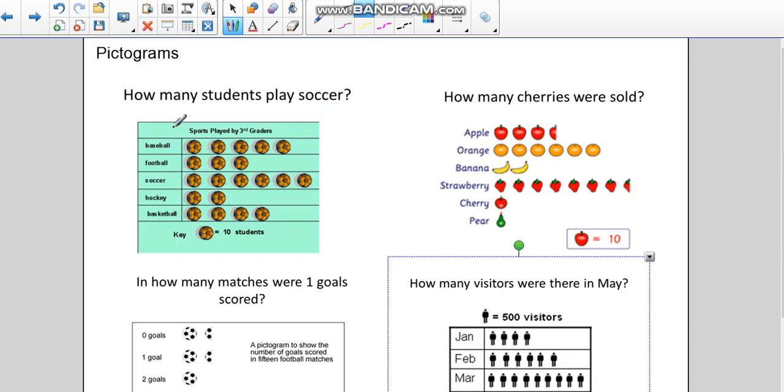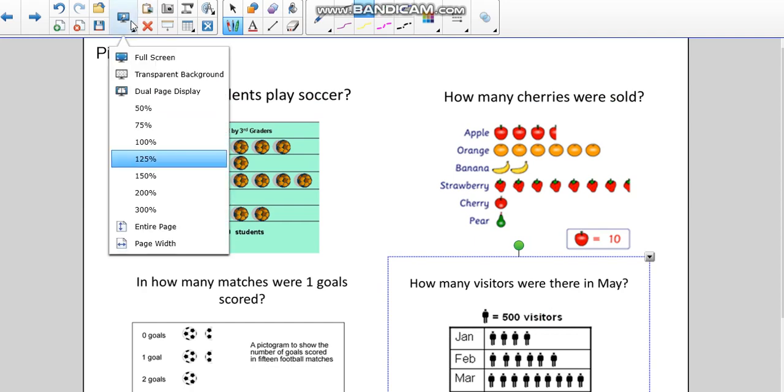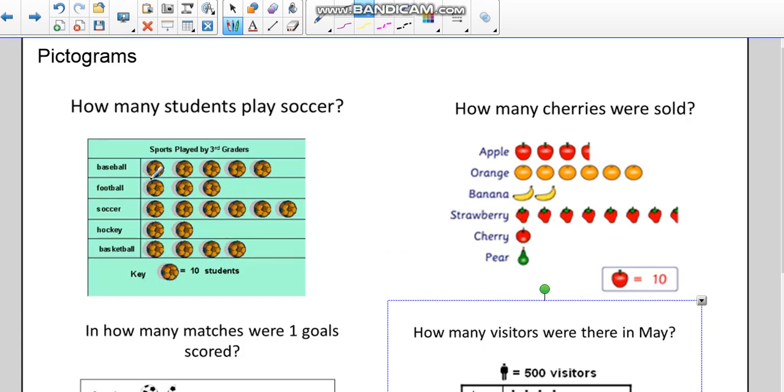Okay, we're now going to look at pictograms. So again, pictograms may be something that you've seen before, but let me just make it slightly bigger. Okay, just have a quick look. I've got 4 pictograms here. I'll scroll down in a minute.